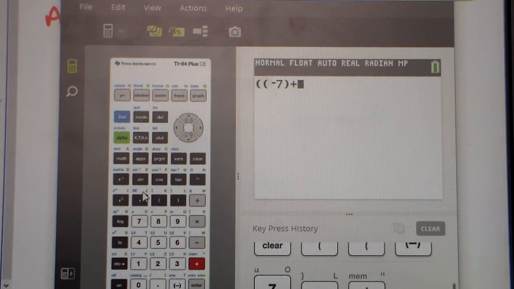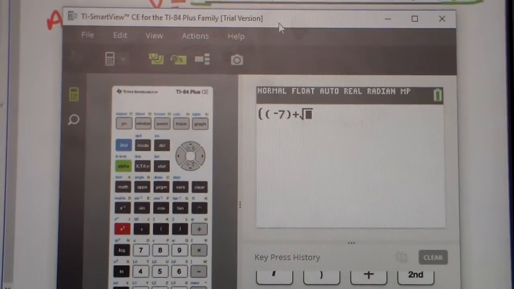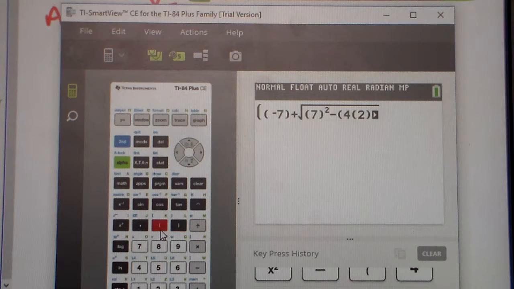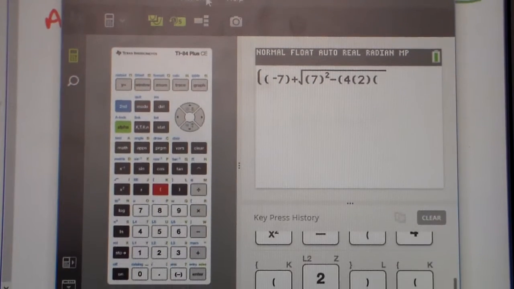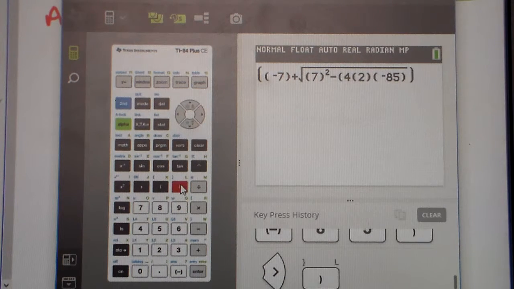Now we're going to do square root. To find square root, it's in blue here on this calculator. I hit second x squared, which is square root, and then we have a little black box inside that square root. So we're going to put in parentheses 7, close parentheses, squared, minus parentheses 4, open parentheses 2, close parentheses, open parentheses negative 85, close parentheses. And then we're going to kick the calculator out from underneath the square root. Kick it on the outside. And then we're going to close that parentheses up.